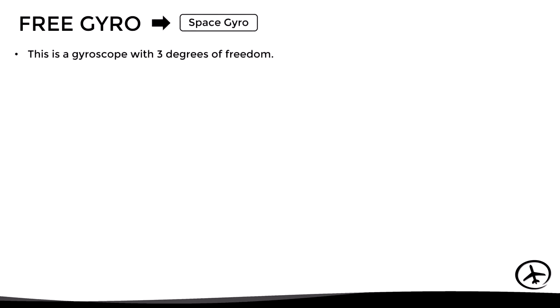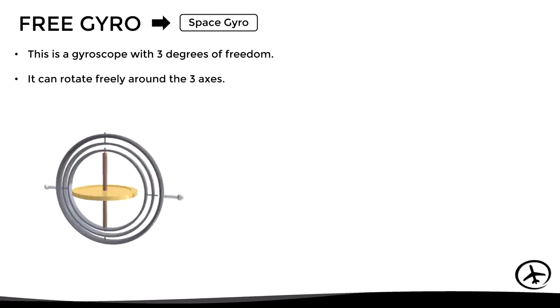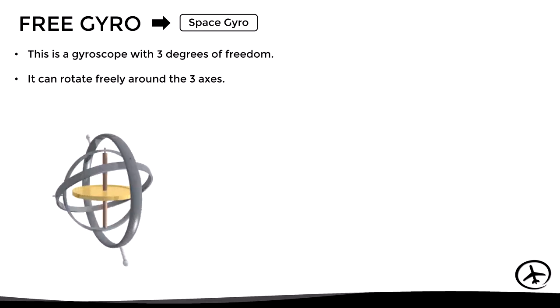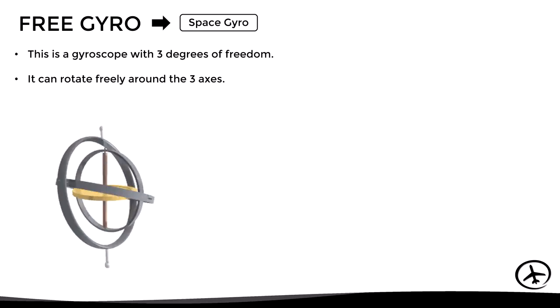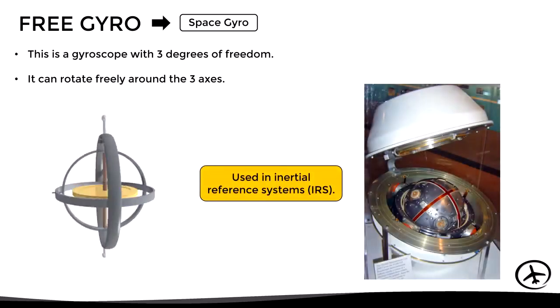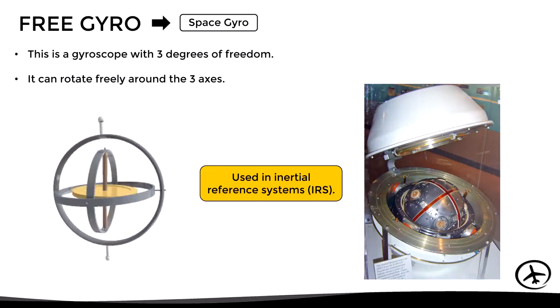This is a gyroscope with 3 degrees of freedom, which means that it can rotate freely around the 3 axes. And although it is the most widely used to explain the gyroscopic effects, in terms of practical applications in aviation, they are only used in the older inertial reference systems. Let's now move on to the next type of gyro.